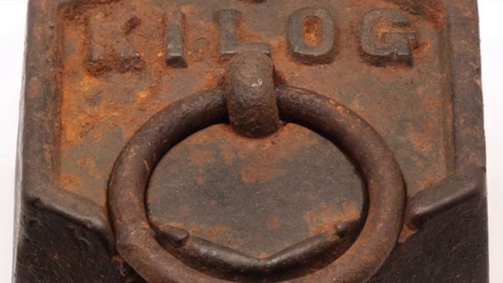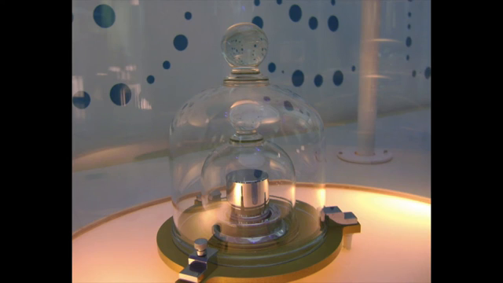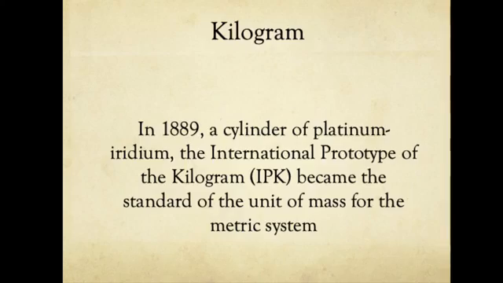Of course, that was the original, and then they converted it into something made of iron, and eventually they have a cylinder of platinum iridium. The international prototype of the kilogram became the standard unit of mass for the metric system, and this is a picture of it right here.